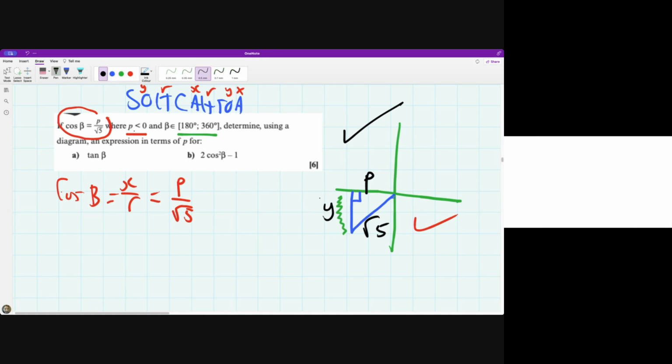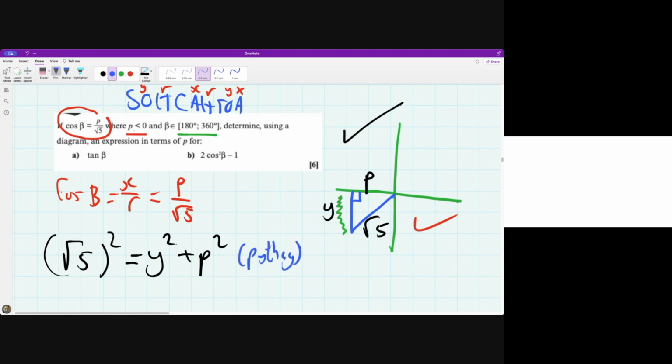So that's a little bit more tricky. How am I going to do that? Well, I'm going to say square root 5 squared is equal to y squared plus p squared, and that's by Pythagoras. Give me a thumbs up if that makes sense to you.